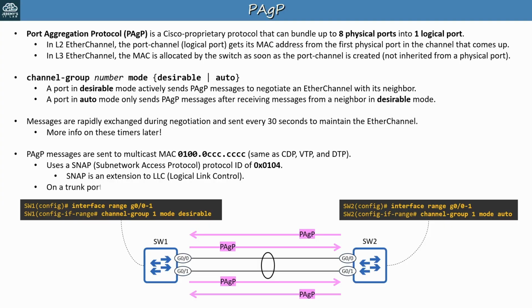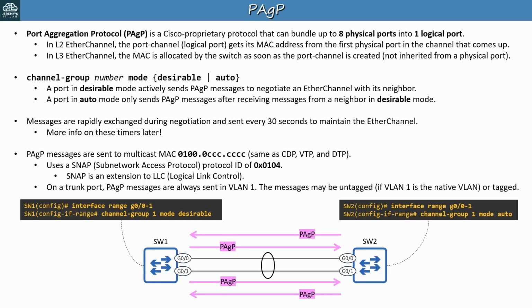Okay, and one more point about PAgP. On a trunk port, PAgP messages are always sent in VLAN 1. The messages may be untagged if VLAN 1 is the native VLAN, or tagged if another VLAN is native. This is true even if VLAN 1 isn't allowed on the trunk. The messages are still sent in VLAN 1, and they will be accepted by the other switch, even if its trunk configurations don't allow VLAN 1.